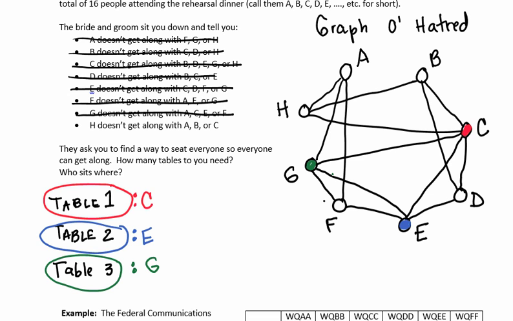All right, so how about somebody who is degree 3? Well, here's F. F is degree 3. And I would say, can I put them at that red table, or the green table, or the blue table? They can't be at the green or the blue, but we sure could put them at the red table. Let's go ahead and do that.